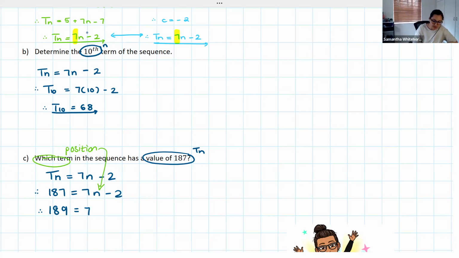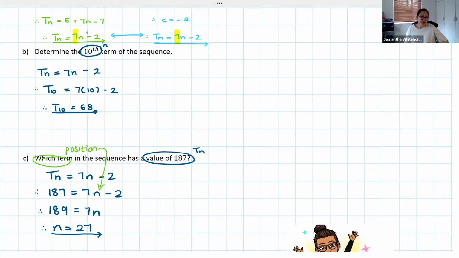189 is equal to 7n. To solve for n, we would divide both sides by 7. And if I'm not mistaken, 189 divided by 7 is 27. You can disagree with me, but I'm fairly certain 189 divided by 7 is 27.